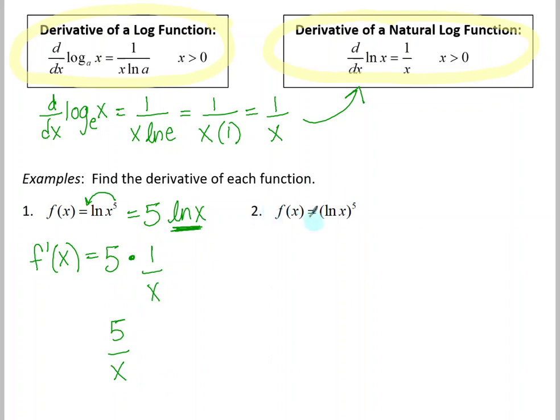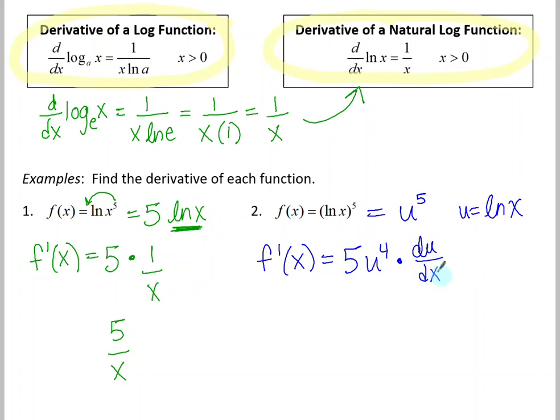Number 2, f of x equals the natural log of x function raised to the 5th. Notice how similar this looks to the example in number 1. The difference is, in example number 1, it was only the x raised to the 5th, whereas this time it's the entire function raised to the 5th. So we want to think of this more like it's a composite function, u to the 5th, where u is the natural log of x function that is inside the power function. So when I take the derivative, f prime of x, I use the power rule, 5u to the 4th, and then using the chain rule, times du dx.